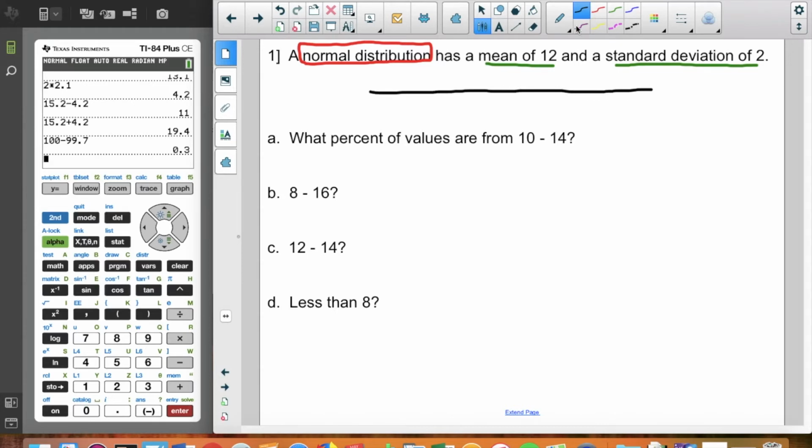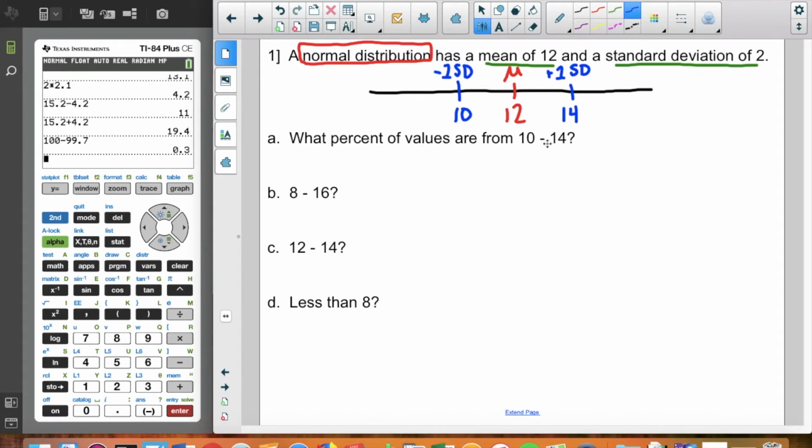So we start with our line. In the middle goes our mean. I'll call it mu, or the x bar, whichever you want. It all means the same thing, and it is 12. So 12 is going to go in the middle. Now there's a standard deviation of 2. So to get one standard deviation away, we have to add 2. So we get 14. To get negative 1 standard deviation away, we have to subtract 2, and we get 10.